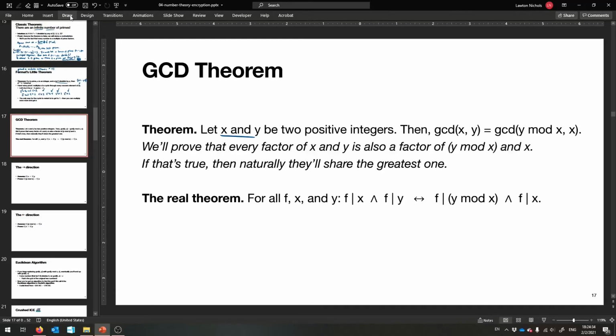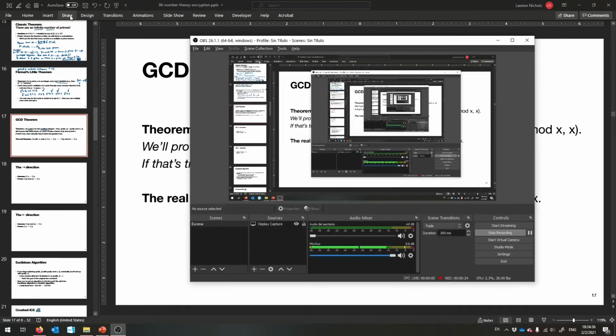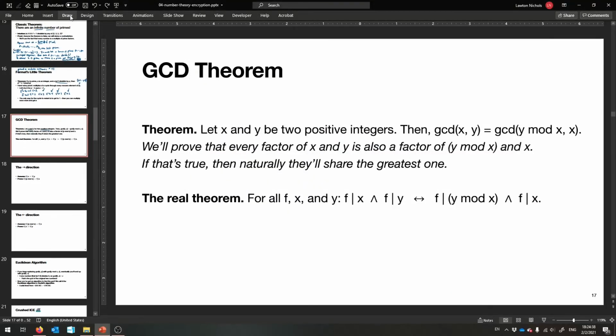Let x and y be 2 positive integers. Then the GCD of x and y is equal to the GCD of y mod x and x, which is interesting because this is a smaller number. What? So like the GCD of these 2 big numbers is the GCD of one of those same numbers, and then a smaller version of the number. Oh man, this can eventually get tiny and lead us to the answer very quickly.